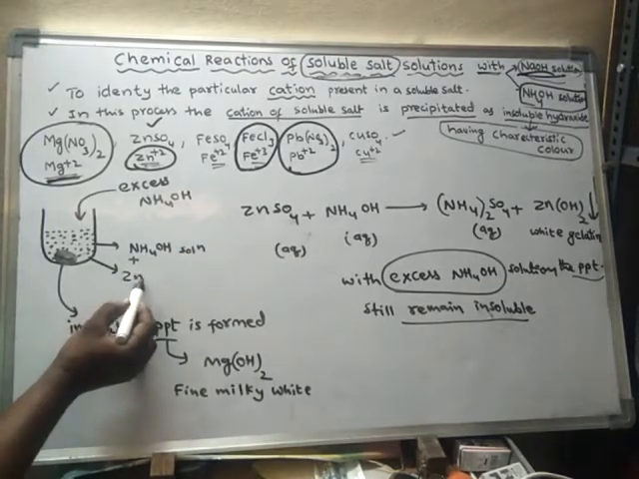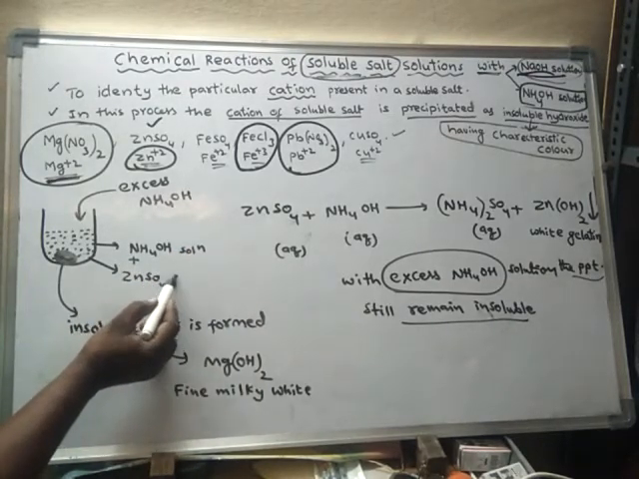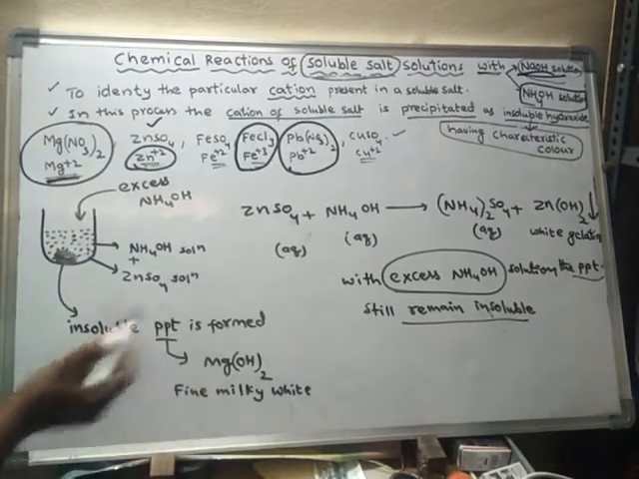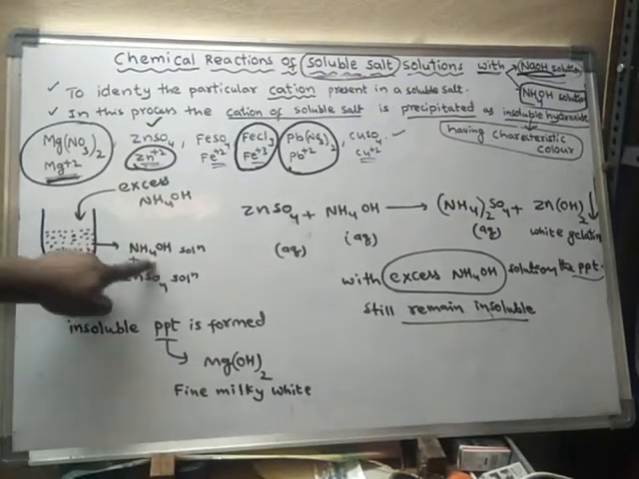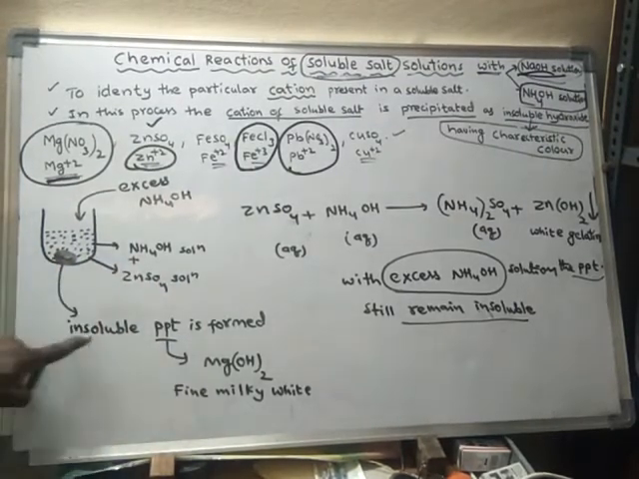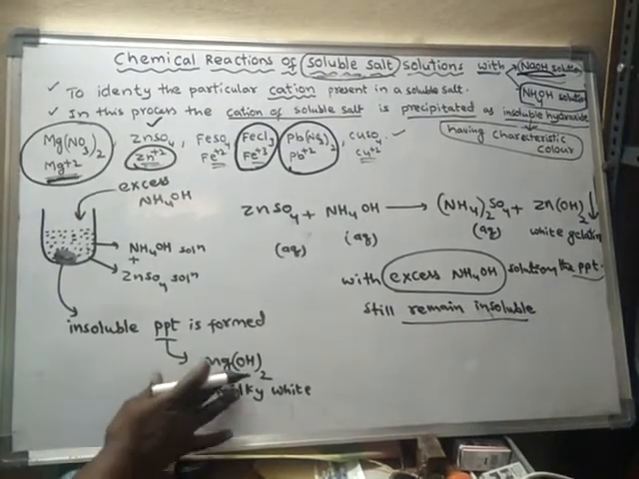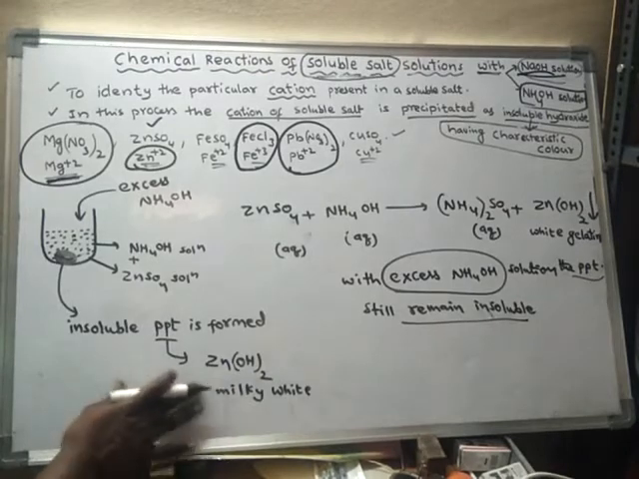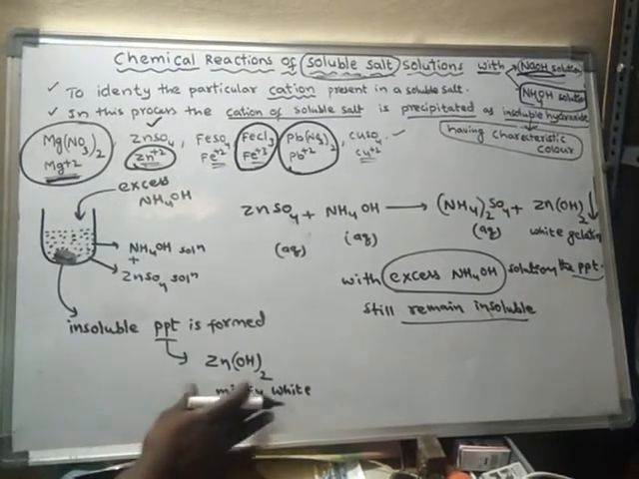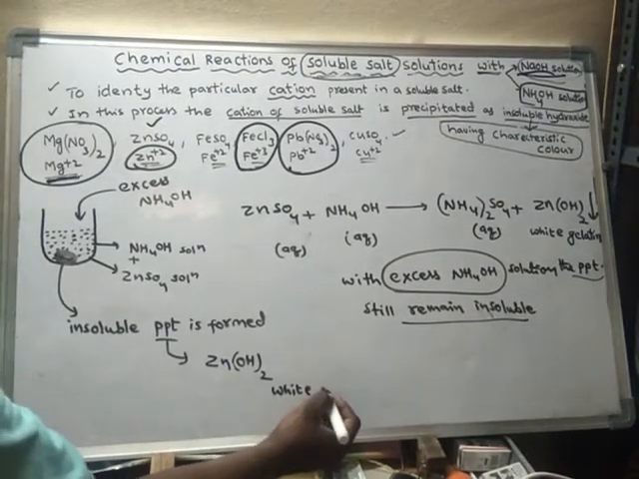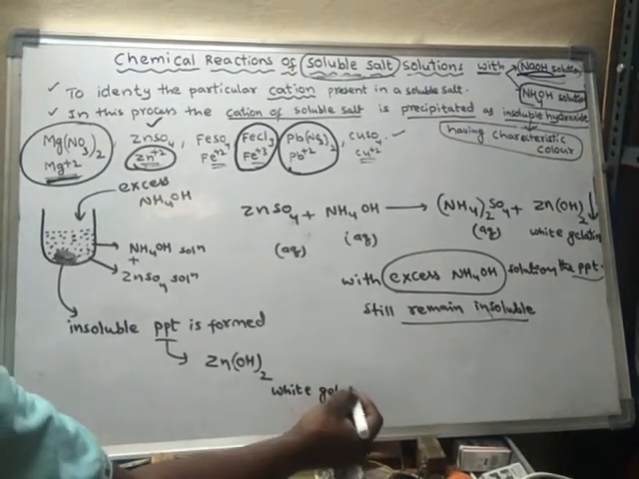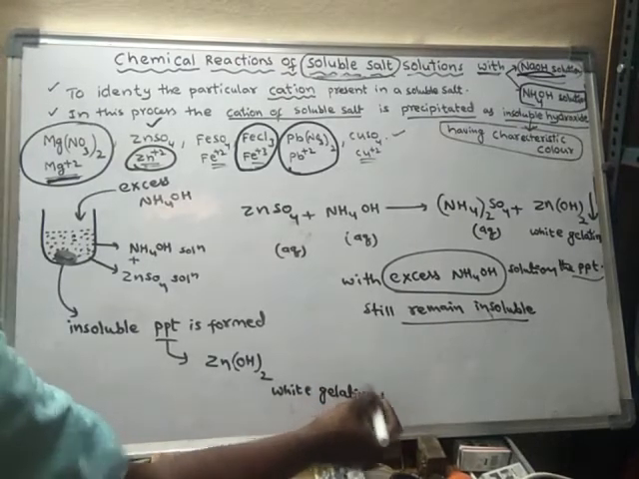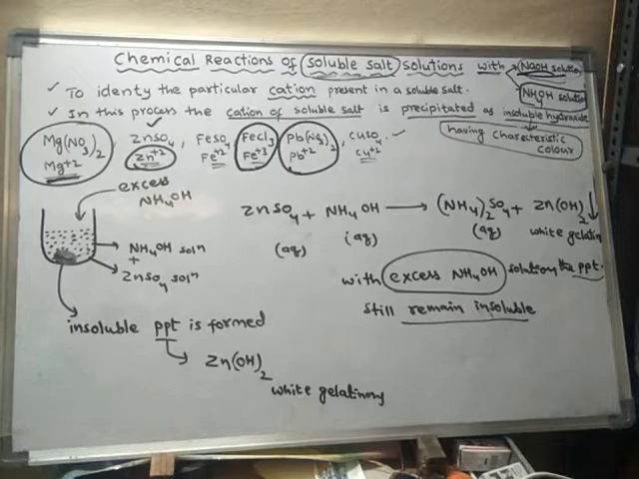Zinc sulfate, ZnSO4 solution. Here also a precipitate is formed when these two react with each other. An insoluble precipitate is formed. So what is that insoluble precipitate? It is zinc hydroxide. So it is a white gelatinous precipitate.